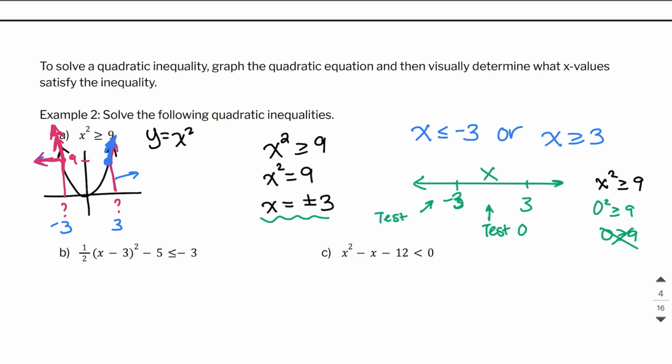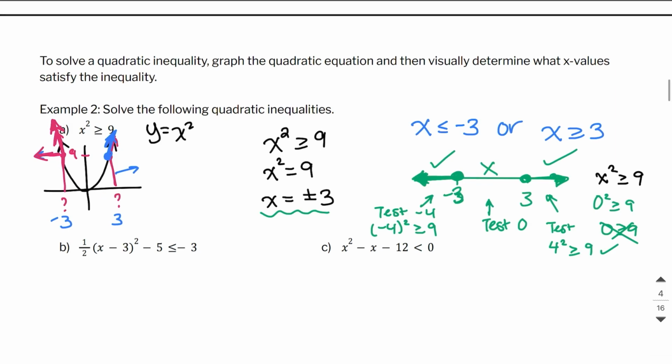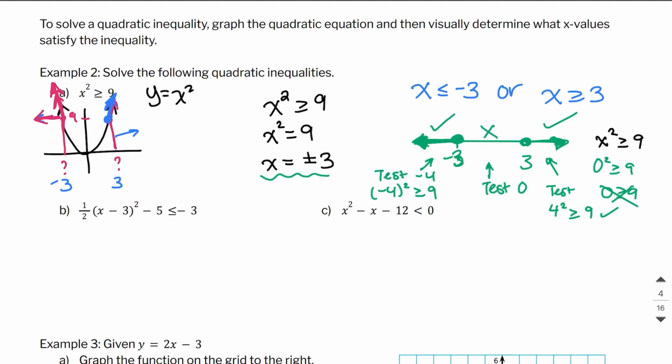So now here, let's test a number in this section. So I'll test -4. Well, -4 squared is going to be greater than or equal to 9, because -4 squared is 16. So this section works. And then here I can test maybe 4, which is also true. So this section works. So if you look right here, everything to the left of -3 works, and everything to the right of +3 works. So that's another way you can kind of look at this, okay?